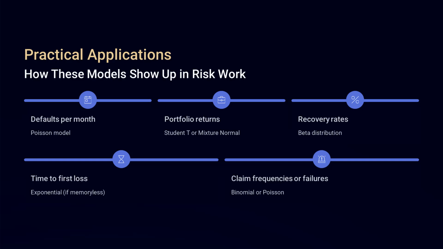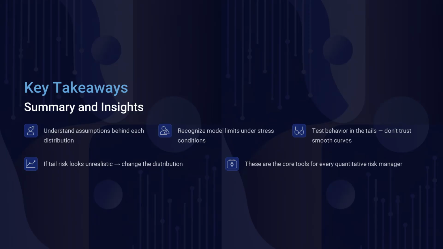Closing. These univariate distributions are the foundation of quantitative risk analysis. They power your Monte Carlo simulations, value-at-risk calculations, stress tests, and capital models. The key takeaway? Understand the assumptions behind each distribution, recognize their limits, and always test how they behave under extreme conditions. If your model underestimates rare losses, the fix isn't to increase confidence levels. It's to change the distribution.